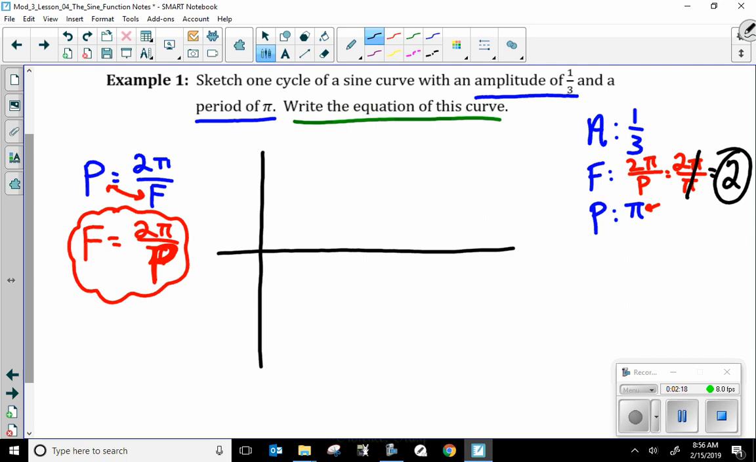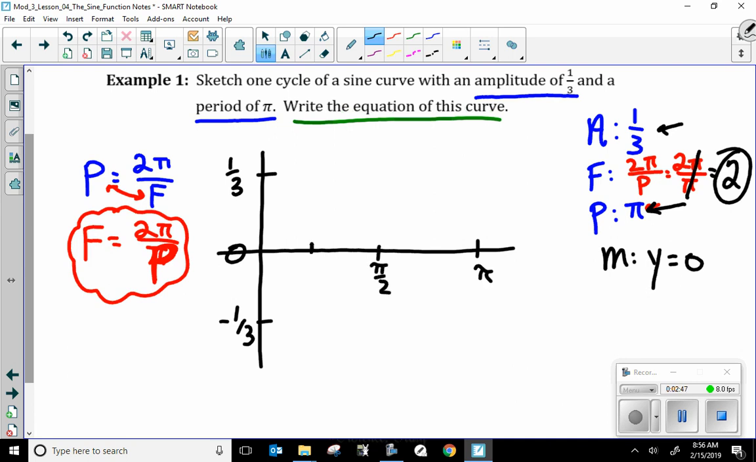What do I know? I know that my midline is still going to be 0. It's still going to be y equals 0. There is no change. My amplitude is 1/3, so I'm going up to 1/3 and I'm going down to negative 1/3. And the period is pi, so the length of one cycle is going to be pi. Half of that is pi over 2. Half of that is pi over 4.